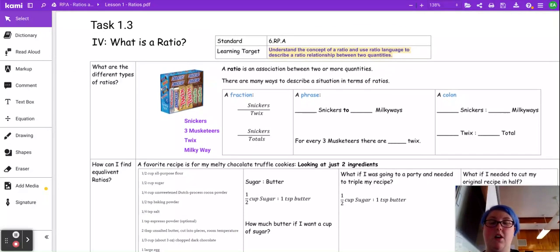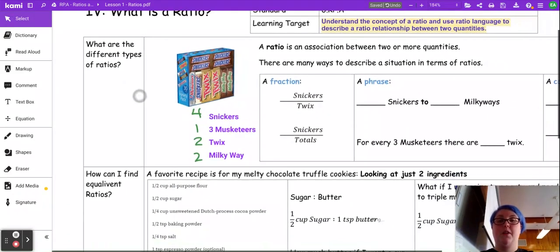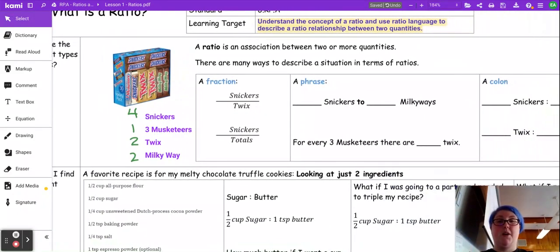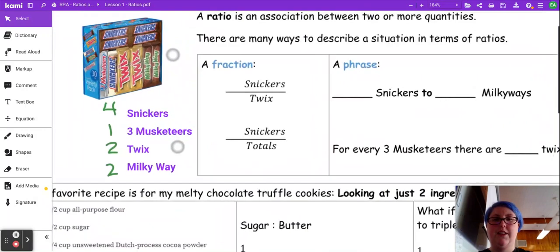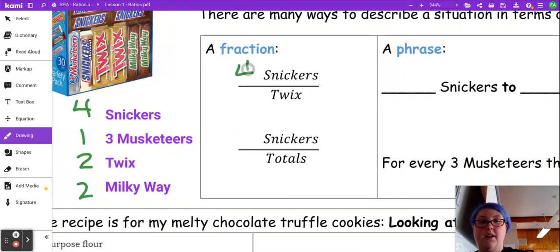Today we are going to be talking about what is a ratio, describing relationships between two quantities. We're going to use that to talk about this relationship between these candy bars in a fraction, a phrase, and a colon. So we just finished doing fractions. Let's look at that. So for every 4 Snickers, there are 2 Twix. So the "for every" is the key. So for every 4 Snickers, you will see 2 Twix.